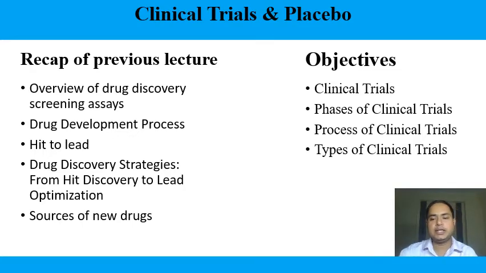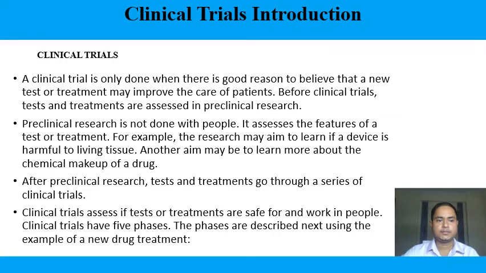types of clinical trial. A clinical trial is only done when there is a good reason to believe that a new test or treatment may improve the care of patients. So before the clinical trial, tests and treatments are assessed in preclinical research, and we have learned a lot in the previous lecture about the preclinical research.